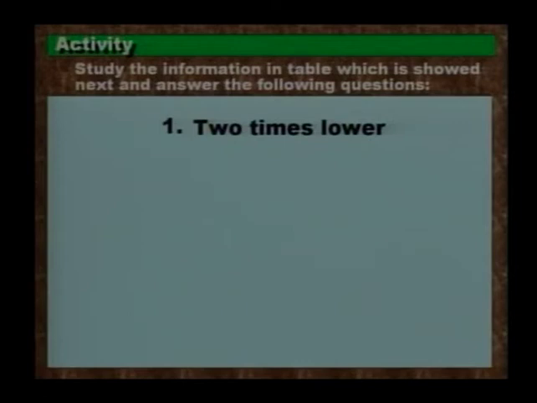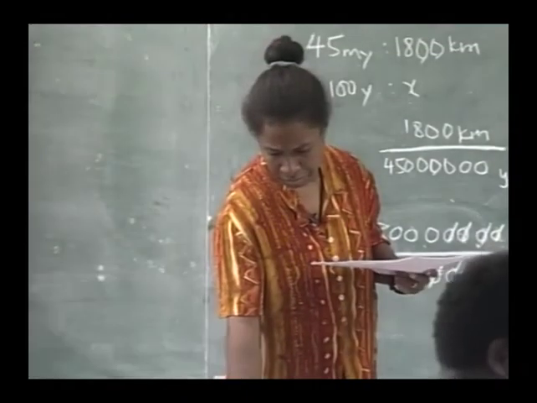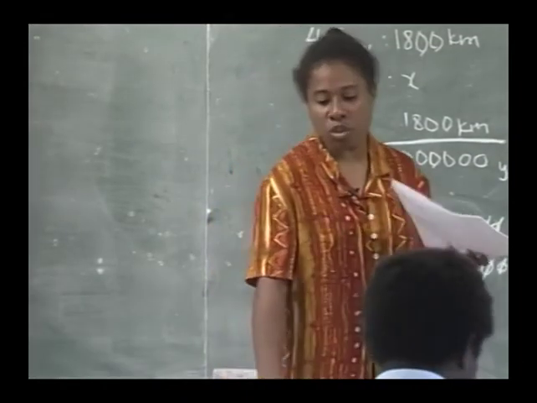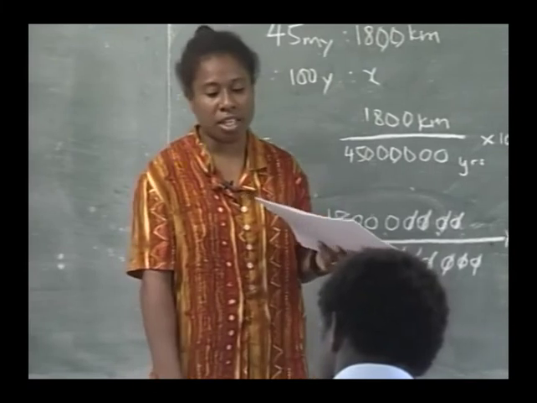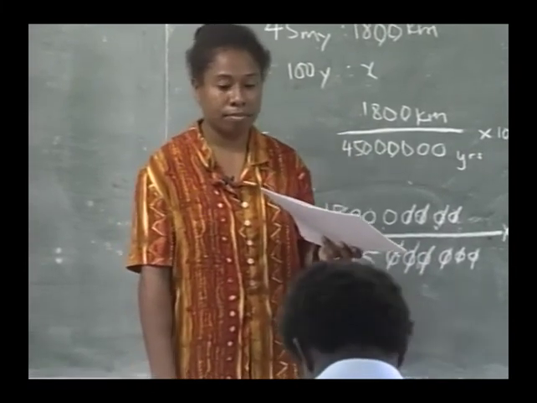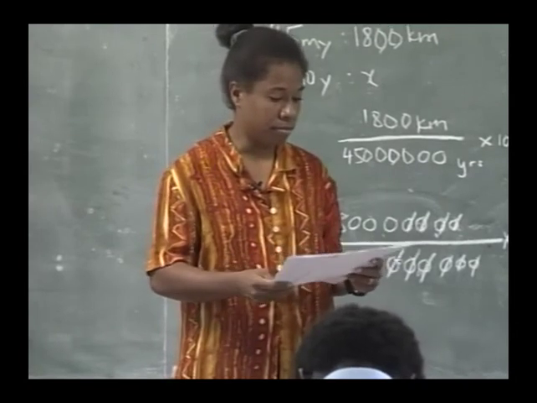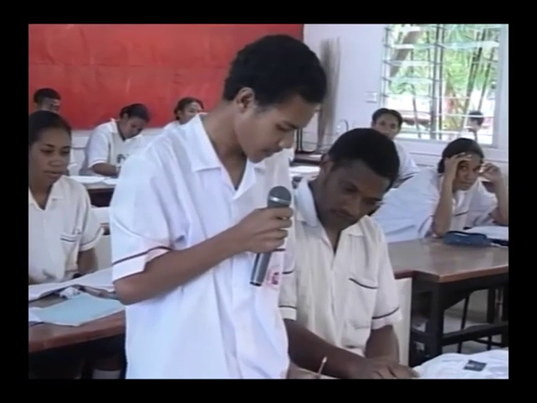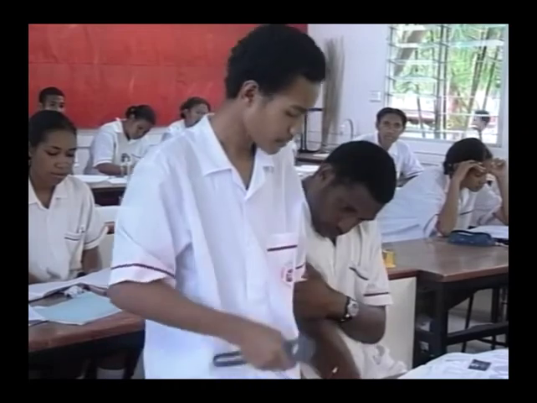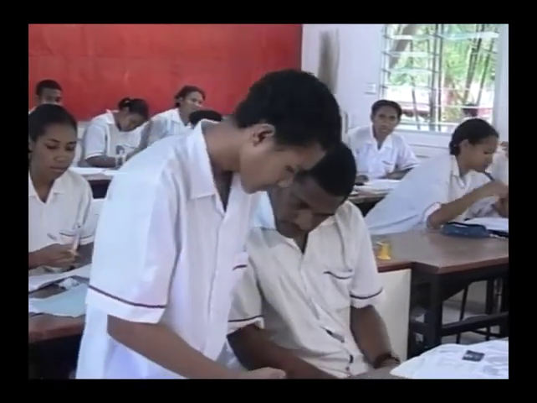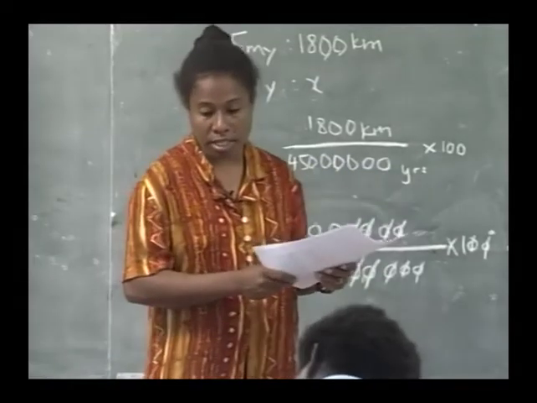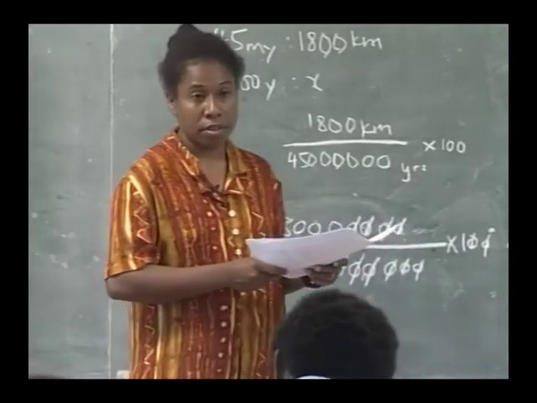Gao, the next question. How does Australia's height compare with Asia's height? Question 2. Australia's height is 3 times less than Asia's height. Okay, very good. 3 times less or 3 times lower. And that should be our answer for that question.